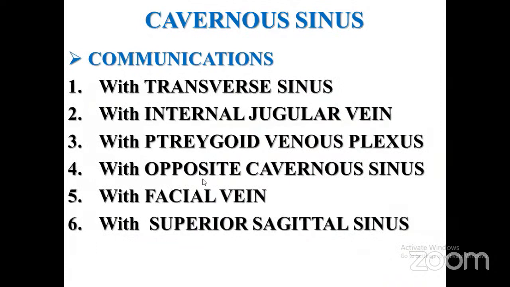And coming to the important communications. This cavernous sinus, being an important sinus, has a lot of communications with other sinuses and important veins: with the transverse sinus via the superior petrosal sinus, with the internal jugular vein via the inferior petrosal sinus, and with the pterygoid venous plexus via emissary veins passing through the foramen ovale. If you remember the structures passing through the foramen ovale, we remember as MALE: mandibular nerve, accessory meningeal artery, lesser petrosal nerve, and emissary veins. The emissary veins passing through the foramen ovale connect the cavernous sinus with the pterygoid venous plexus here.